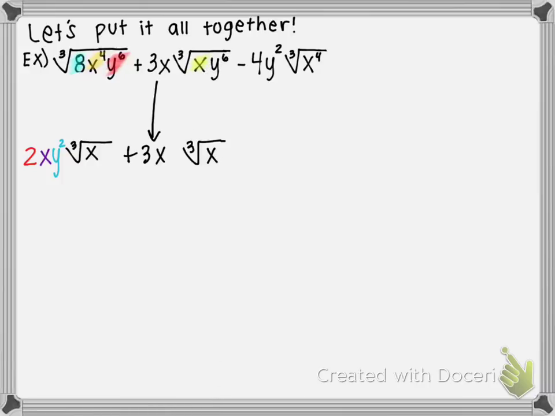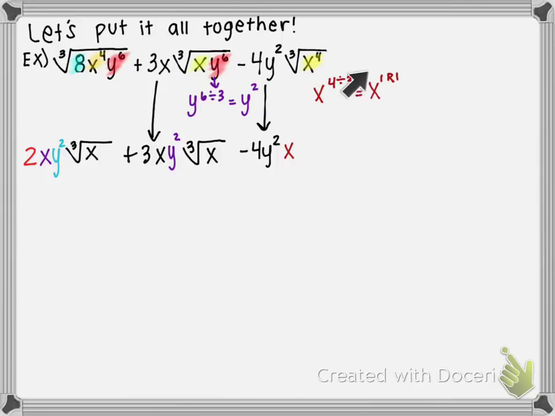Okay, y to the 6th. I can divide that by the index. So it's y to the 6th divided by 3, which is y squared. And that goes on the outside here. There's nothing left inside. Now let's simplify this one. So I'm going to bring minus 4y squared down because that's on the outside. And all I have is an x to the 4th here. So 4 divided by 3 is 1 remainder 1. That means I have 1x on the outside and I have 1 on the inside.